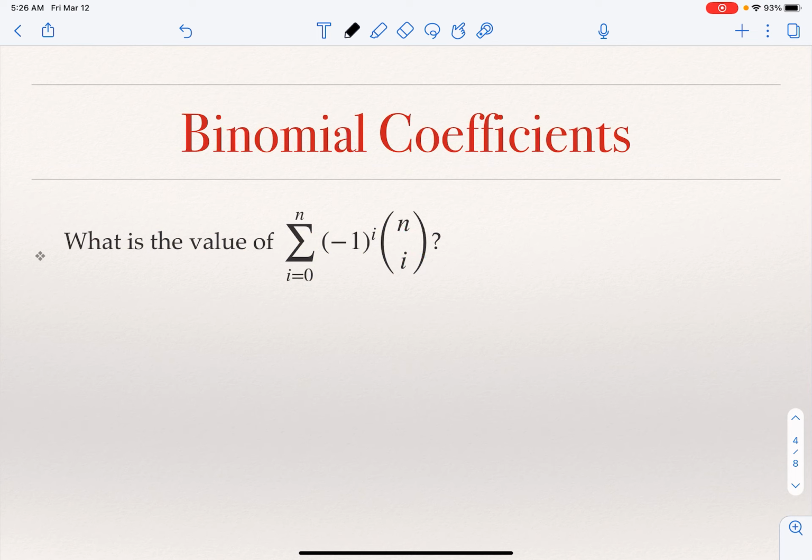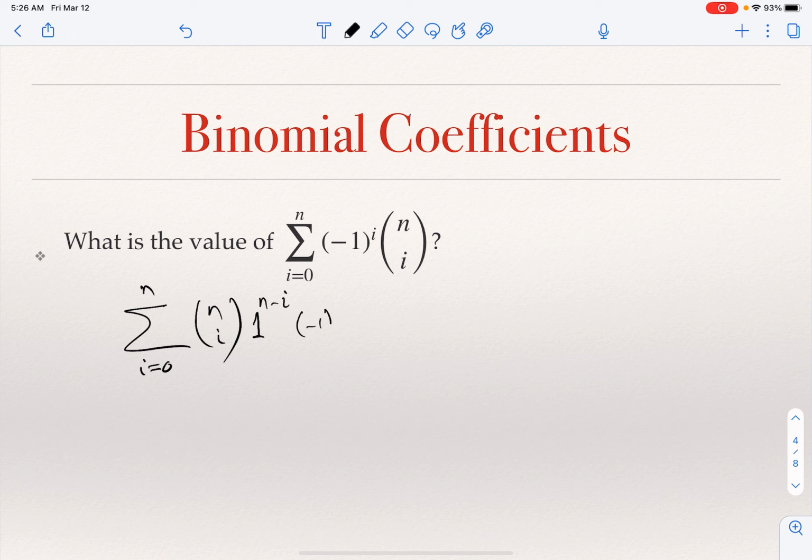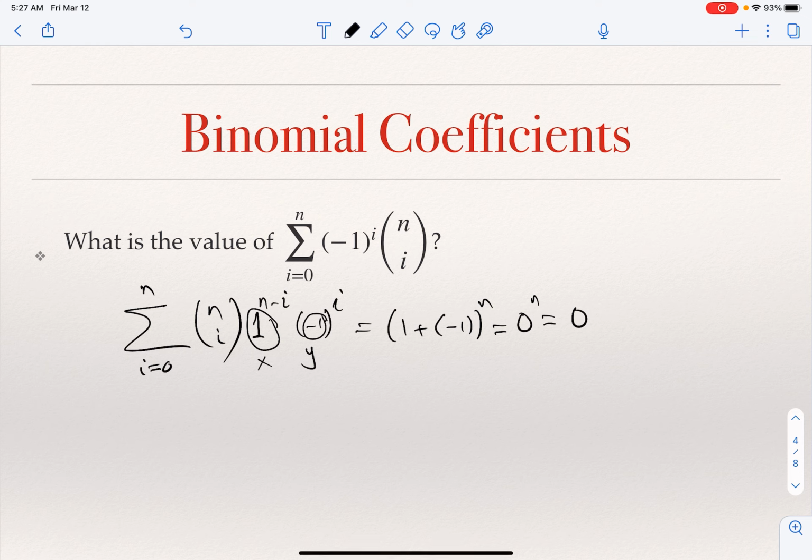Let's look at another example. What is this summation, the sum from i equals 0 to n of (-1)^i times n choose i? Again, I can put 1 to the n minus i and (-1) to the i. Now the binomial theorem allows me to say that if I take this to be x and this one to be y, this is (1 + (-1))^n, which is 0 to the n, equal to 0. This whole summation evaluates to 0, and the binomial theorem allows me to do that.